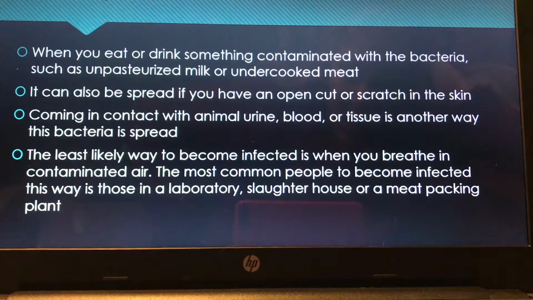Coming in contact with animal urine, blood, or tissue is another way this is spread, and that is also common in veterinarians. And then the least likely way to become infected is when you breathe in contaminated air. The most common people to become infected this way are in a laboratory testing this, at a slaughterhouse, or at a meat packing plant.